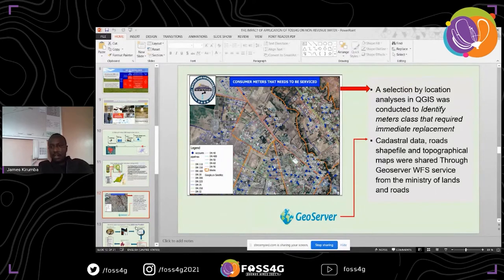Also, a selection by location analysis in QGIS was conducted to identify meter classes that required immediate replacement. When we install these meters, we always record the non-spatial data, that is the class of the meter, the manufacturer, the serial number. So using a selection by location, we were able to select all the classes of the meters that did not meet our standard, and therefore they were supposed to be replaced or they were replaced. The cadastral data on the road shapefile and topographic maps were shared through GeoServer WFS service from the Ministry of Lands and Roads.